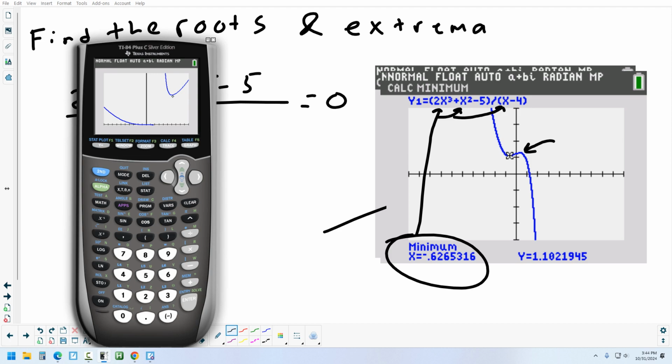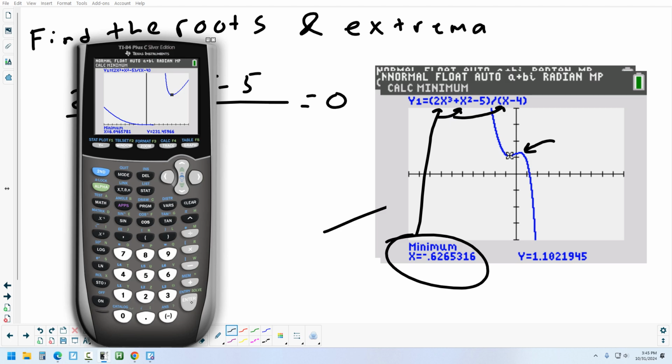All right. Second calc minimum. And just pick a couple points. So it's not hard to find it, it's knowing it's there. That's the problem. Okay. Any question on that one?